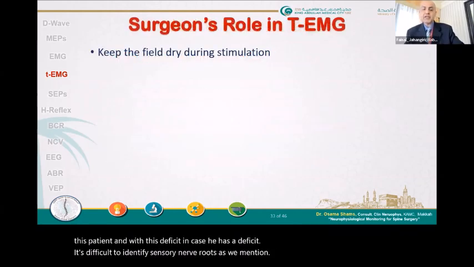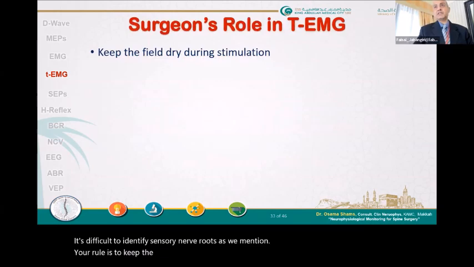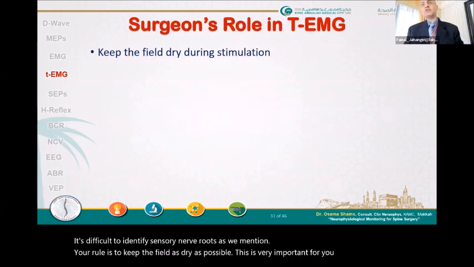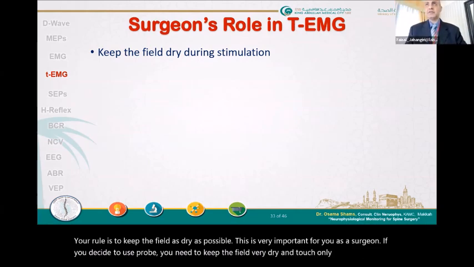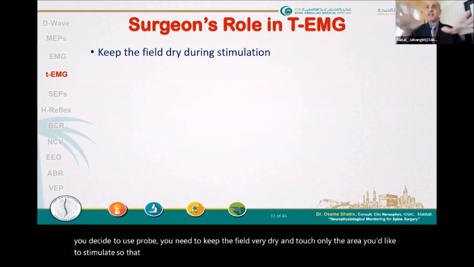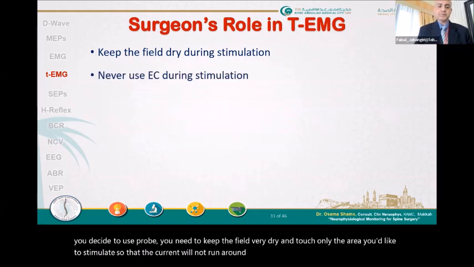Your role is to keep the field as dry as possible. This is very important for you as a surgeon. If you decide to use the probe, you need to keep the field very dry and touch only the area you like to stimulate so that the current will not run around through the fluid. This is especially important for the bipolar.